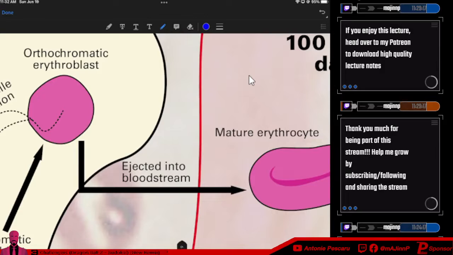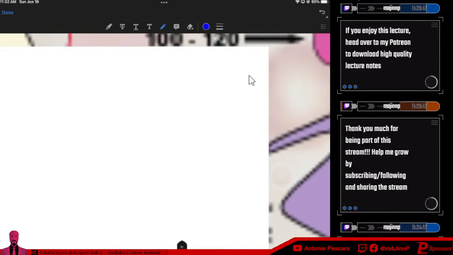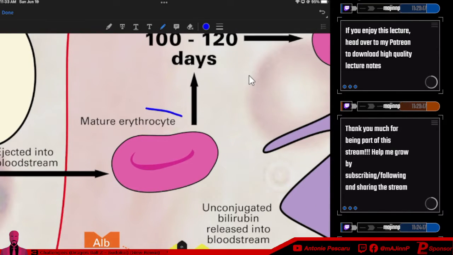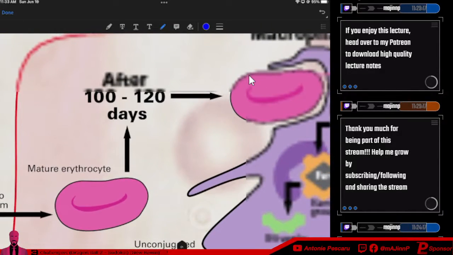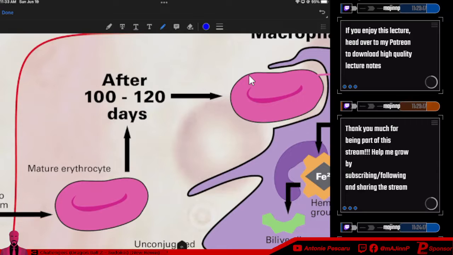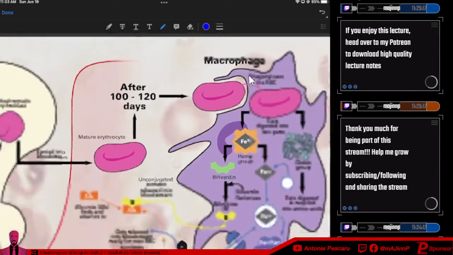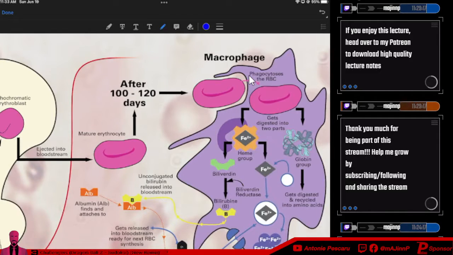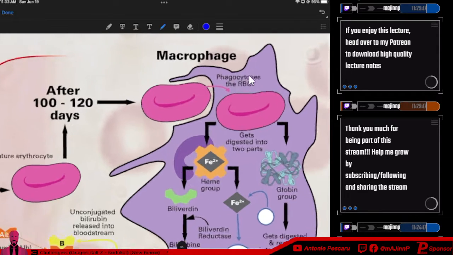Finally, once you get to the orthochromatic erythroblast, it is finally able to be ejected out into the bloodstream from the spongy red bone marrow and finally mature into our erythrocyte. After about 100 to 120 days, it becomes old, it becomes decrepit, and eventually it gets taken in by a macrophage.